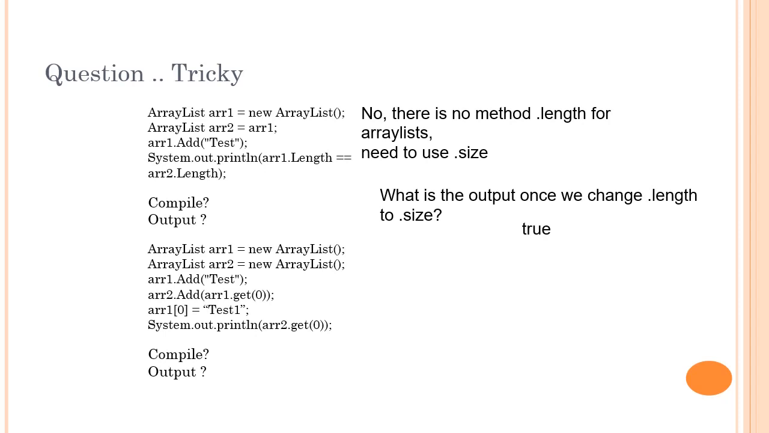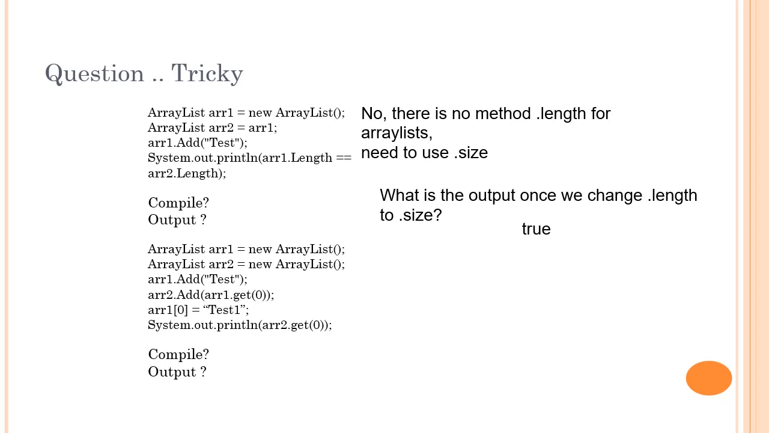We have a second example here. We created two array lists, R1 and R2. Then we added the string test to the R1 array list, and then we added an element to R2, which is R1.get(0), that will return the same string, which is test. So by the end of the statement, both array lists will contain the word test.